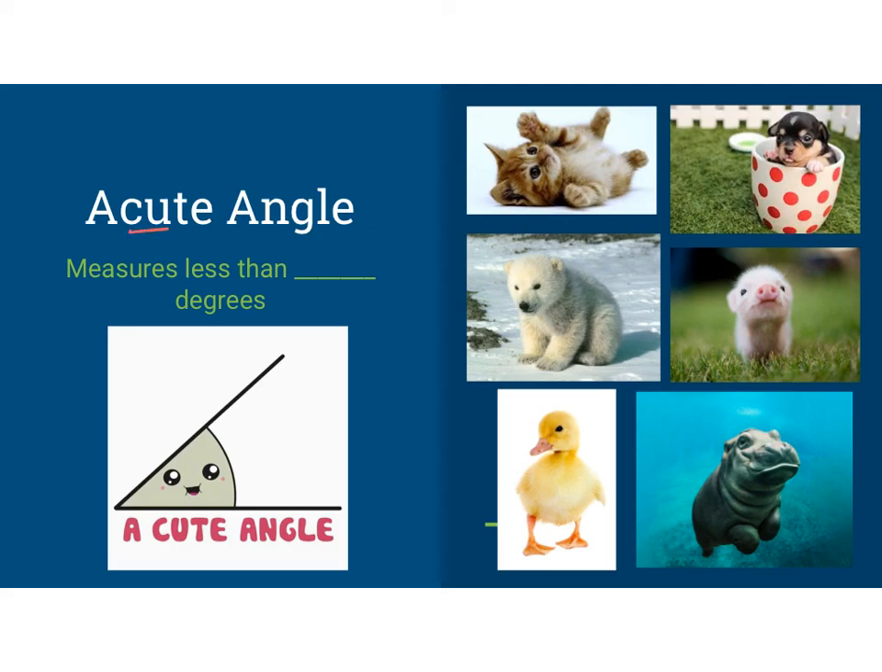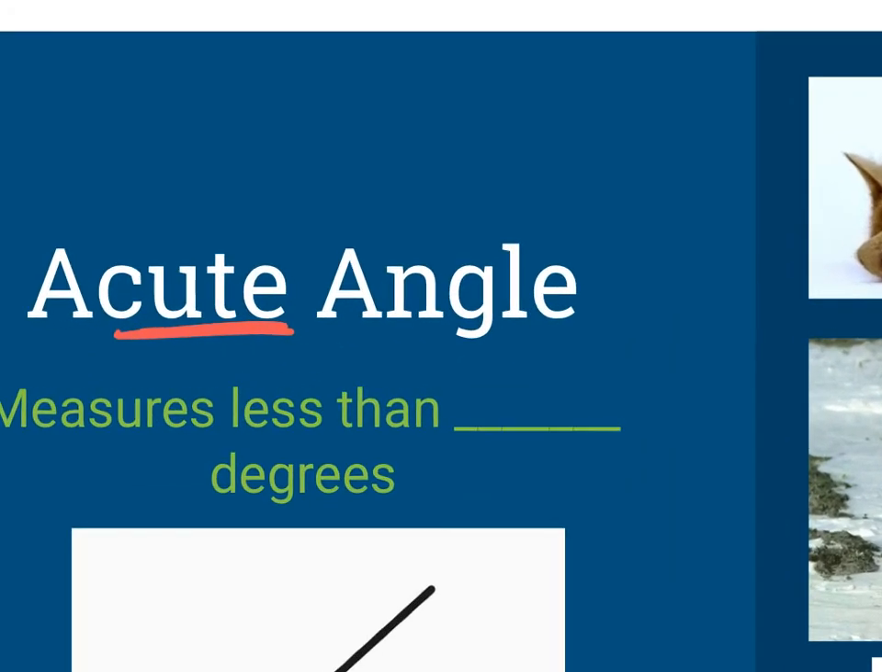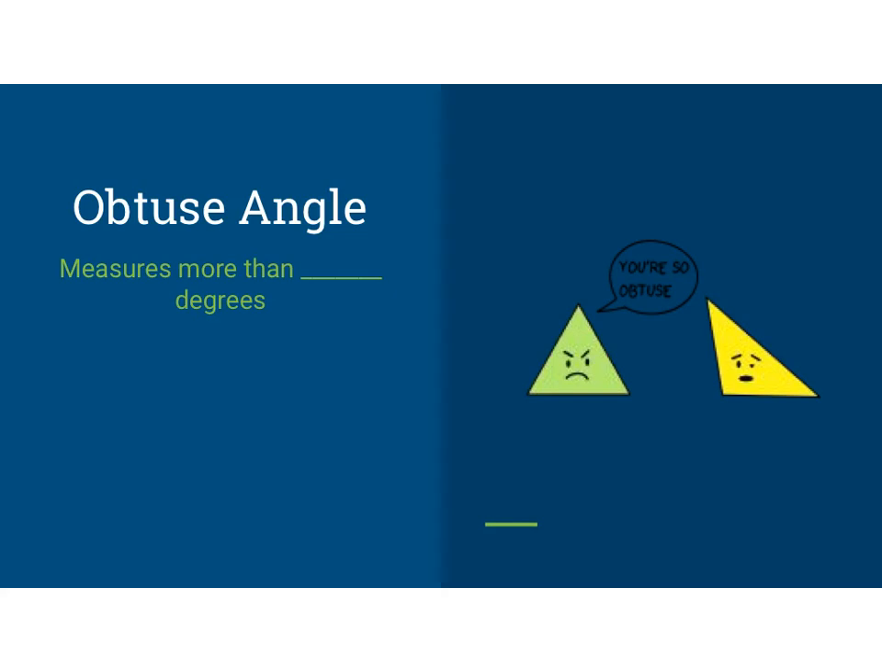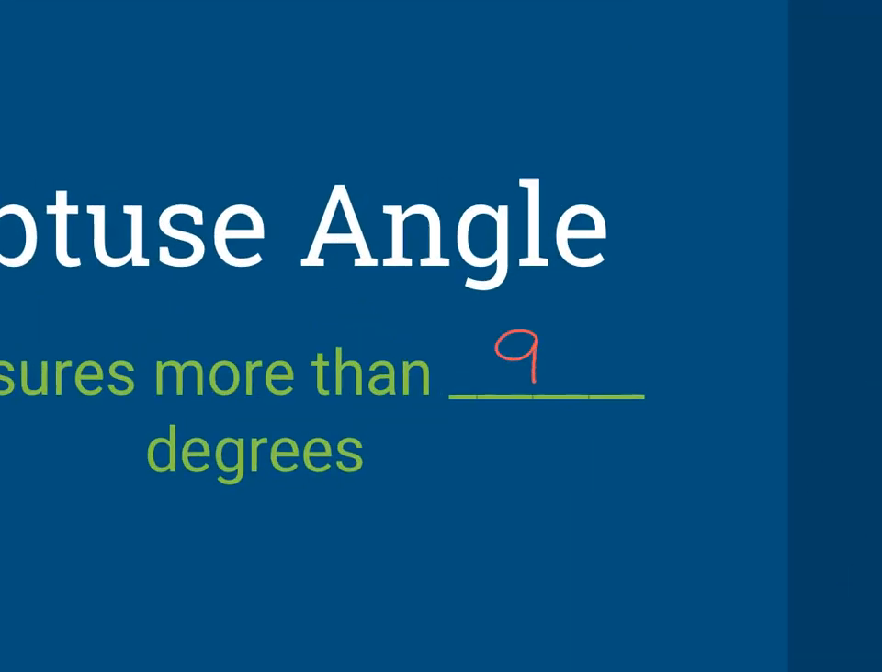Acute angle, think cute things are little. So here's a bunch of little baby animals. They're going to measure less than 90 degrees. Obtuse angles have to be more than 90 degrees.